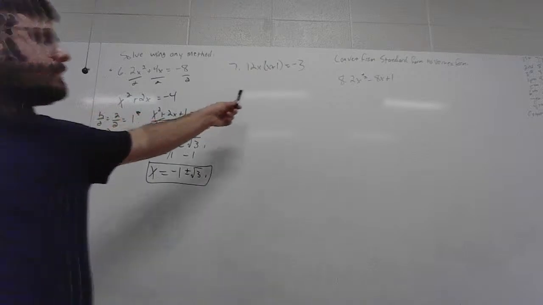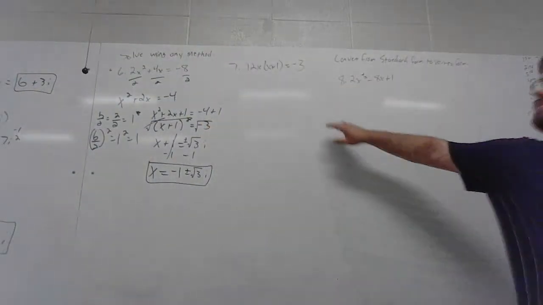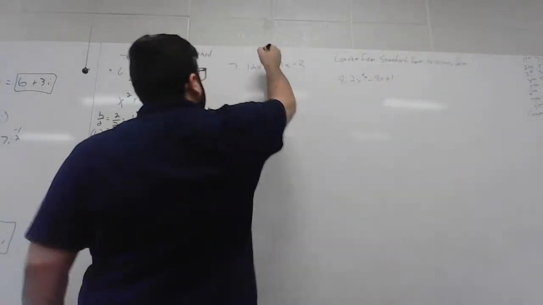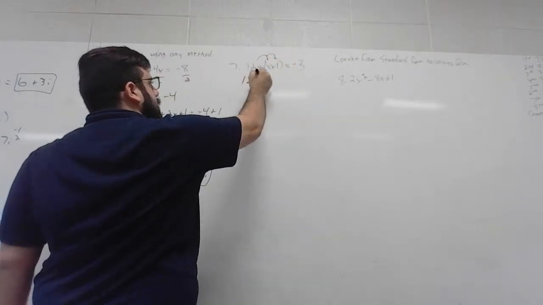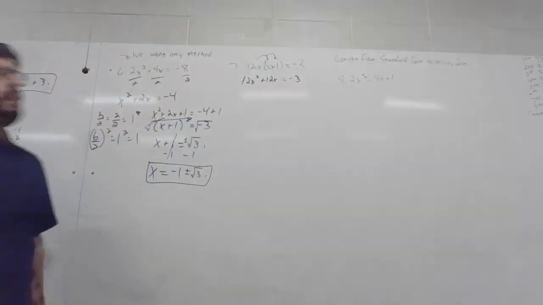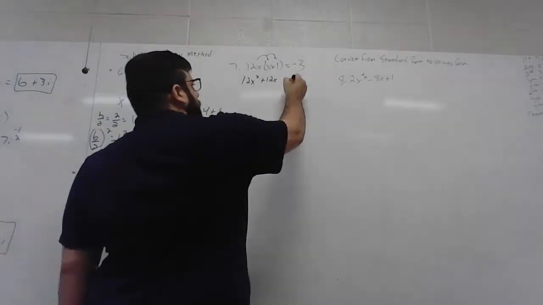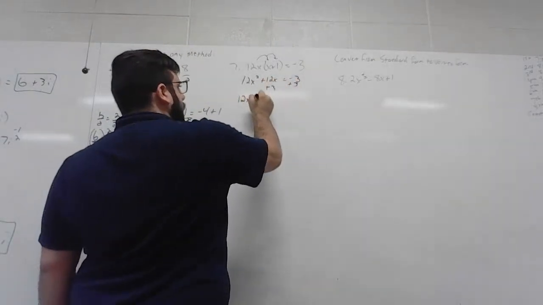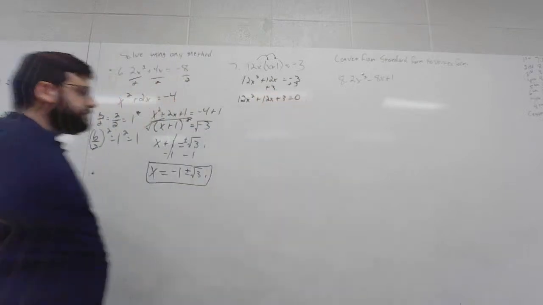Here, quadratic formula. Well, first things first, I want to make sure that this is simplified. So I'm going to multiply across. So that's 12x squared plus 12x equals negative 3. I also want to make sure that everything's on the same side. So I'm going to add 3 to both sides. So that's 12x squared plus 12x plus 3 equals 0.